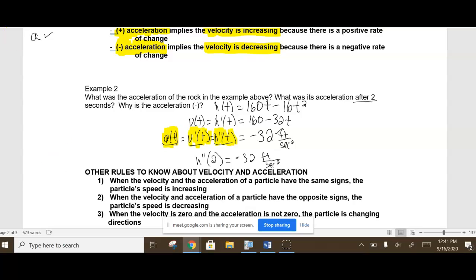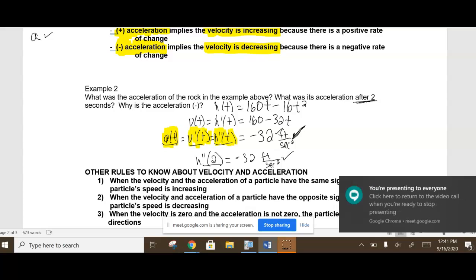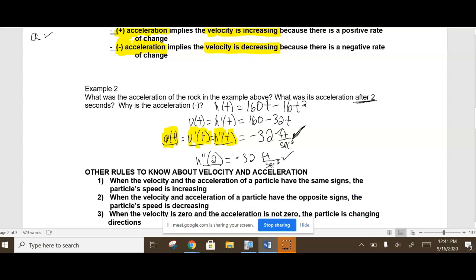All right, so here we go. Here's where we kind of left off. Second derivative was a negative 32. I then wanted you to evaluate it at 2 seconds. It's a constant, so it's always a negative 32 feet per second squared. And then we get to this question.